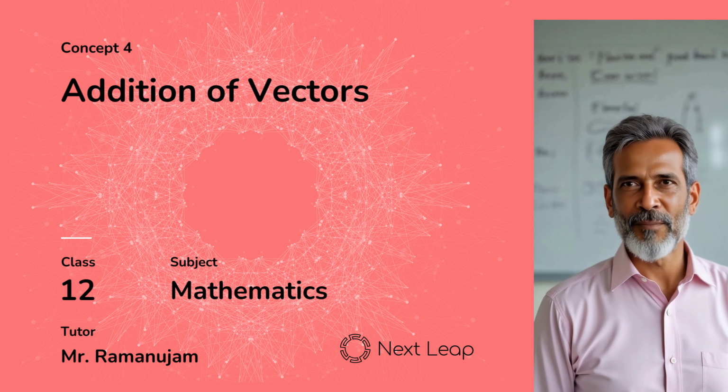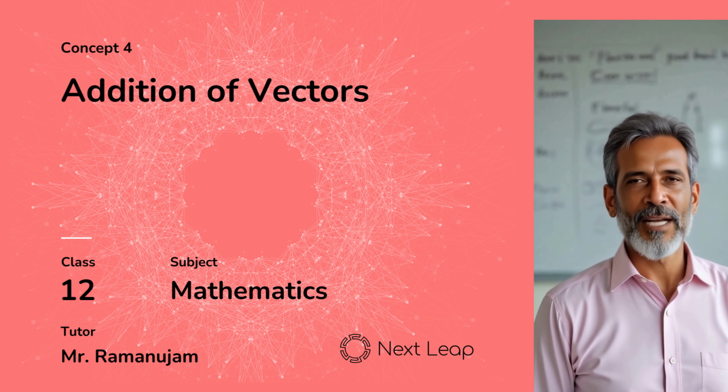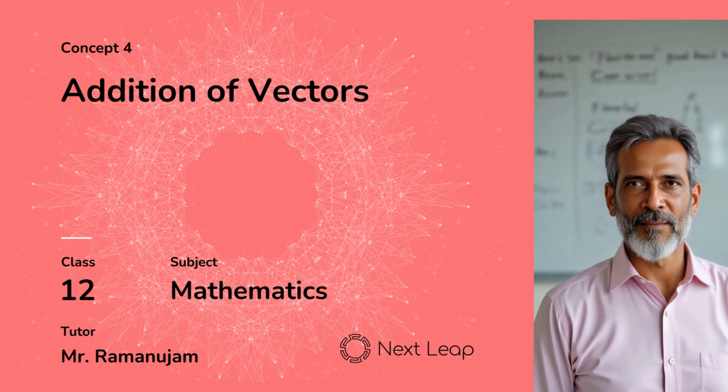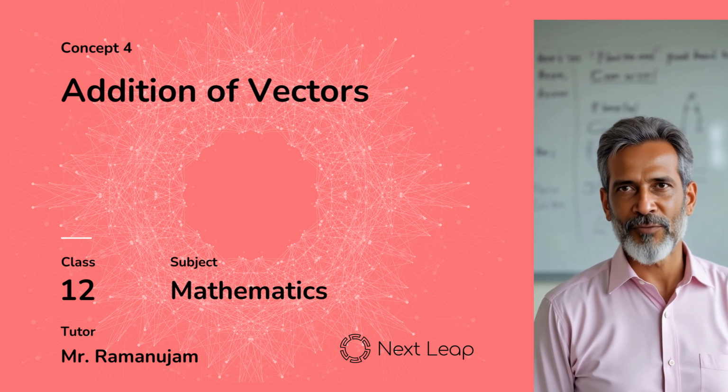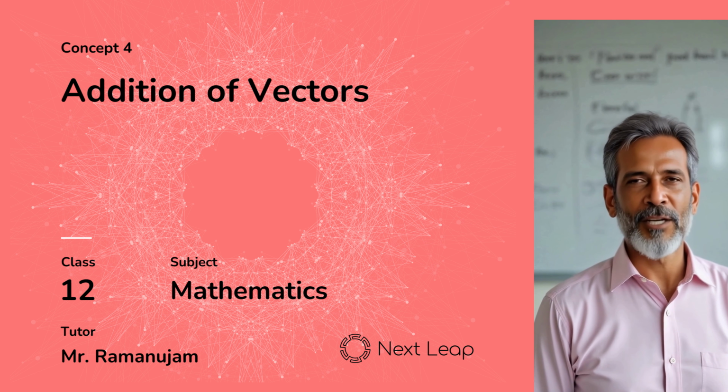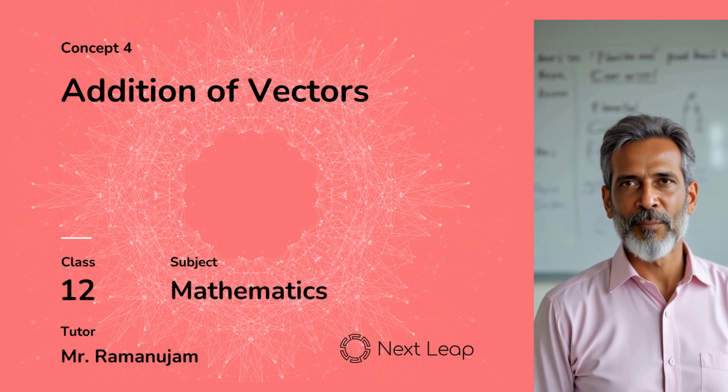Namaste dosto. Today, we are going to explore an exciting topic from vector algebra, the addition of vectors. Imagine you are giving directions to a friend. First, walk straight ahead, then turn right. Vector addition is the magic that combines all these movements into one straight path. Now, vector addition means combining two or more vectors to get a single vector called the resultant or sum vector.